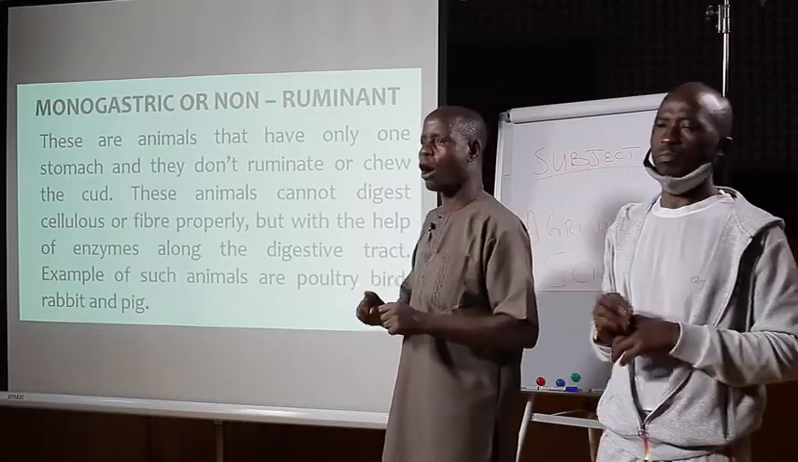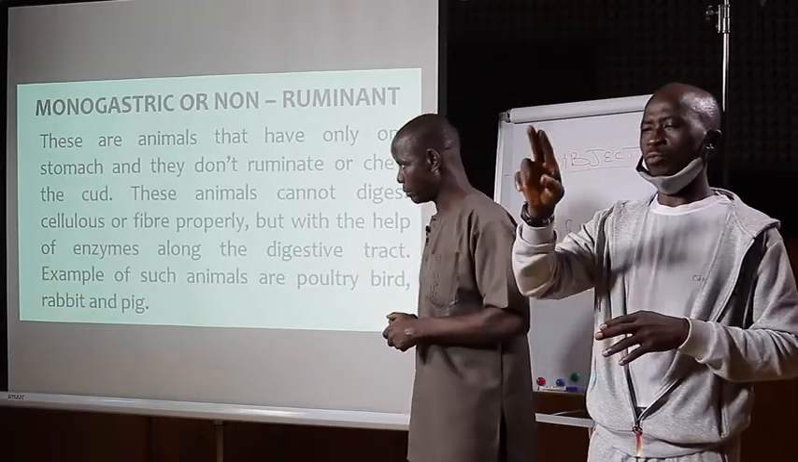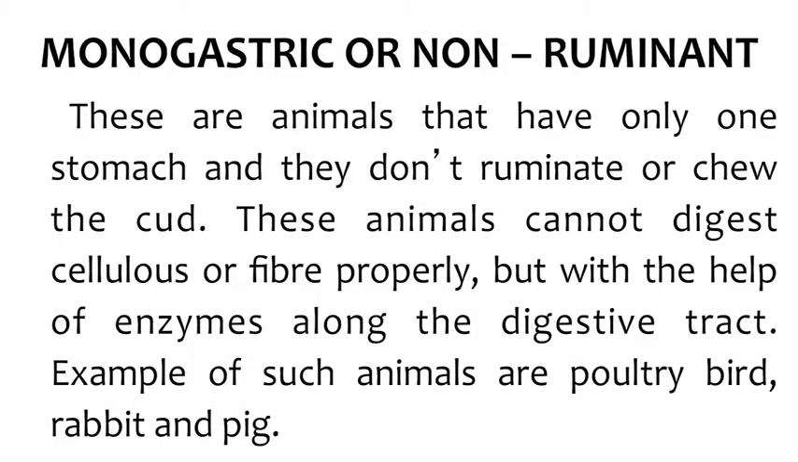Monogastric or non-ruminant. These are animals that have only one stomach and they don't ruminate or chew the cud. These animals cannot digest cellulose or fiber properly, except with the help of enzymes along the digestive tract. Examples of such animals are poultry, birds, rabbits, and pigs.